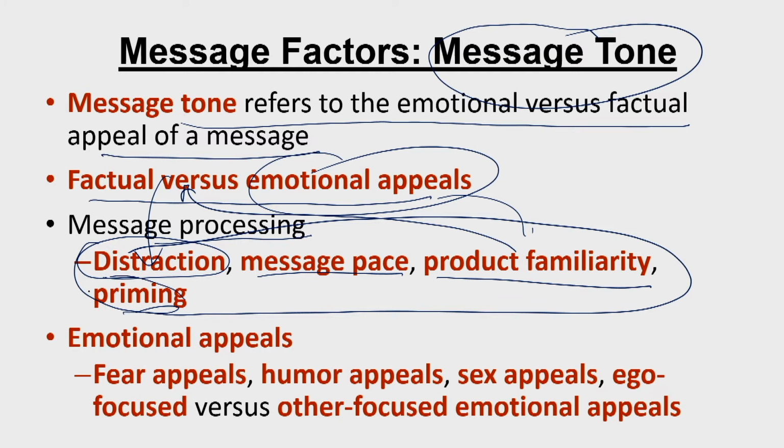And so, this priming also tends to work more for emotional messages than factual messages, but low levels of priming actually work for factual messages also. Now, there are different kinds of emotional appeals that can be used. The different emotional appeals are, for example, fear appeals. A lot of messages use fear appeals. Remember the income tax ad, they use a fear appeal.